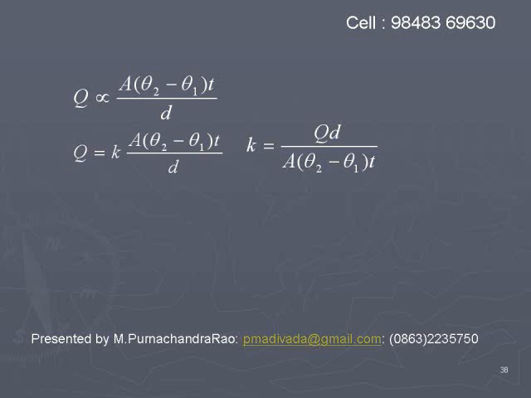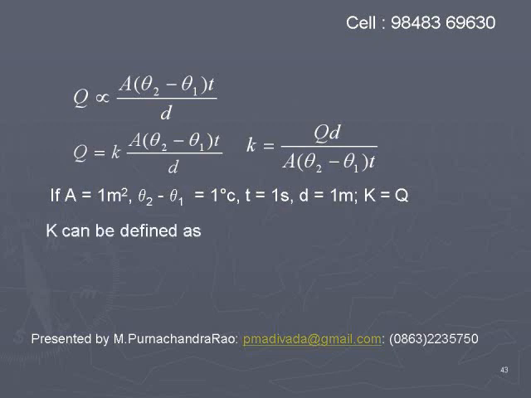or K is equal to QD divided by A into (theta 2 minus theta 1) into T. If A is equal to 1 square meter, theta 2 minus theta 1 is equal to 1 degree centigrade, T is equal to 1 second, D is equal to 1 meter, then K is equal to Q.